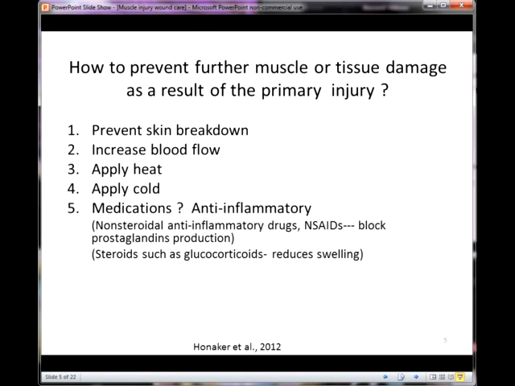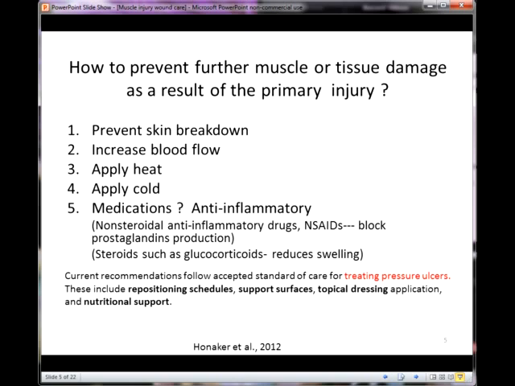Medications are utilized as well. Non-steroidal anti-inflammatory drugs, NSAIDs, to block prostaglandins and further problems. Steroids such as glucocorticoids can be used to reduce the swelling.